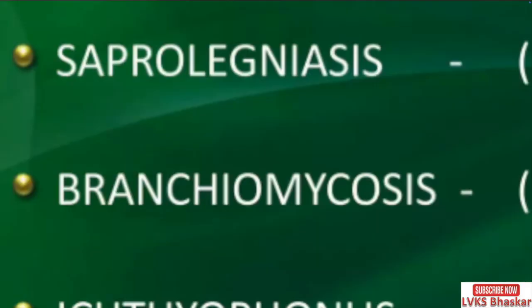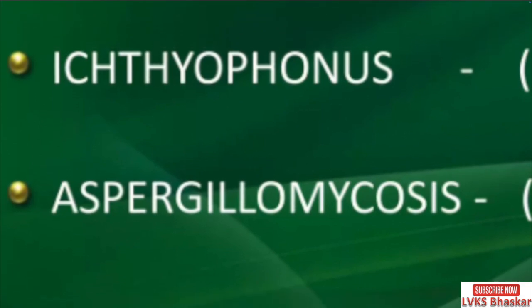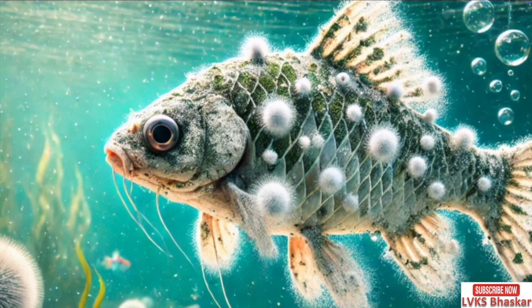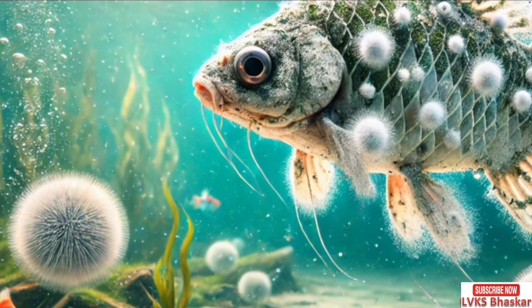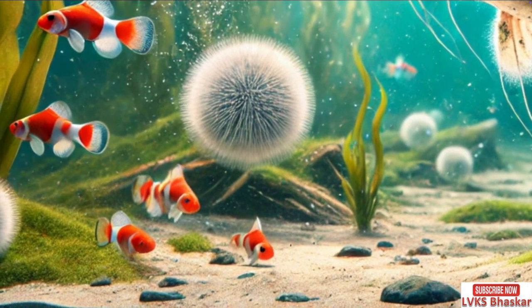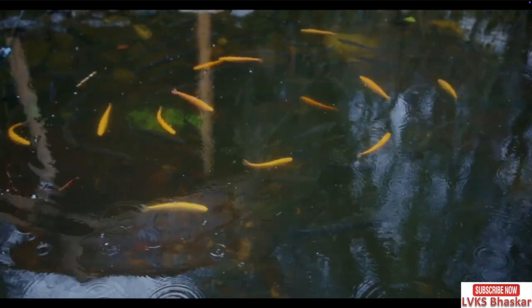Key diseases include saprolegniasis, branchiomycosis, ichthyophoniasis, aspergillomycosis, and shrimp mycosis. Saprolegniasis, caused by Saprolegnia species, presents as white to gray cotton-like growth on fish skin, gills, or eggs. Transmission occurs through direct contact or contaminated water and equipment. Symptoms include skin lesions, lethargy, and opaque eggs, often leading to severe fungal growth.